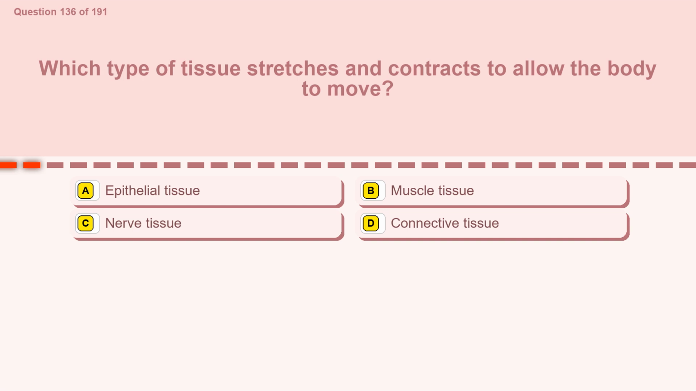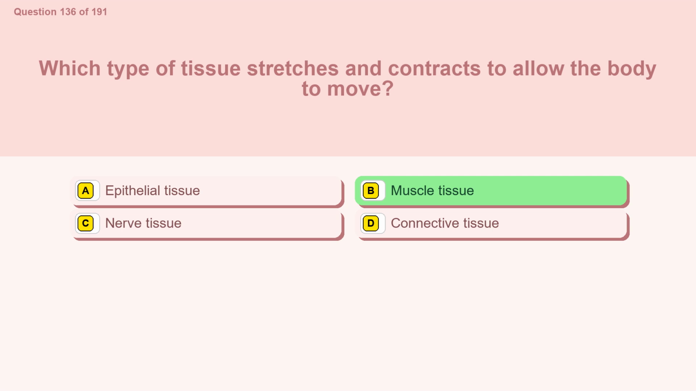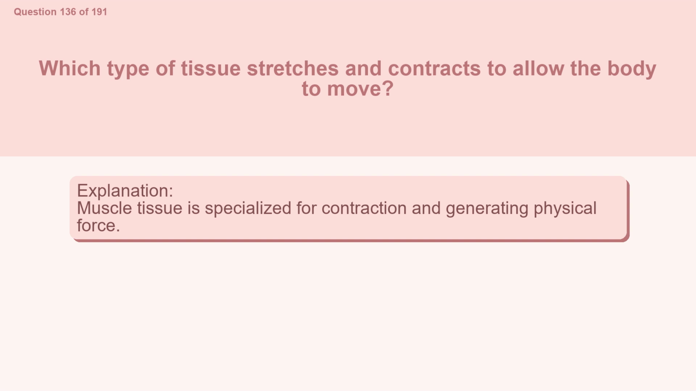Question 136. Which type of tissue stretches and contracts to allow the body to move? Option A, epithelial tissue. Option B, muscle tissue. Option C, nerve tissue. Option D, connective tissue. The correct answer is option B, muscle tissue. Muscle tissue is specialized for contraction and generating physical force.